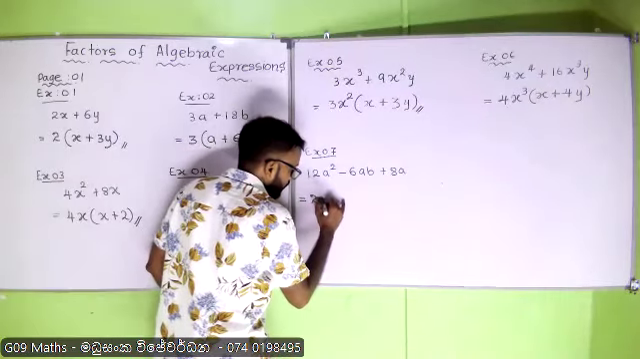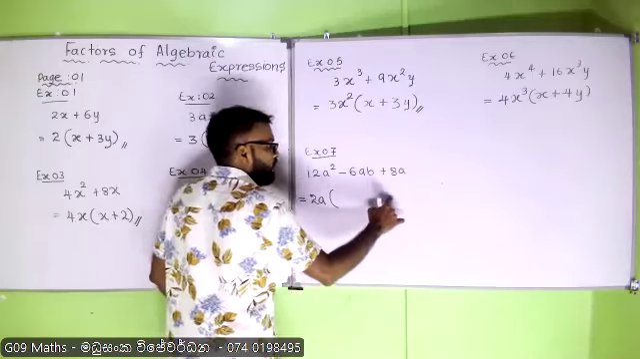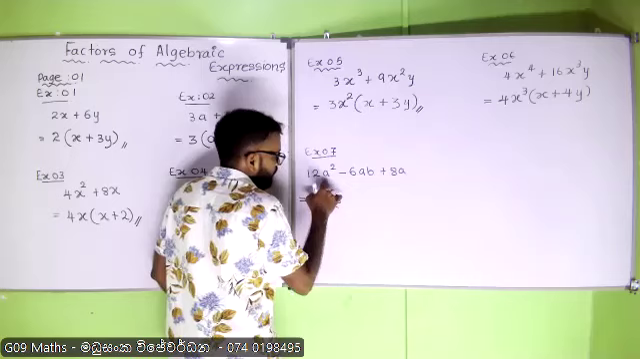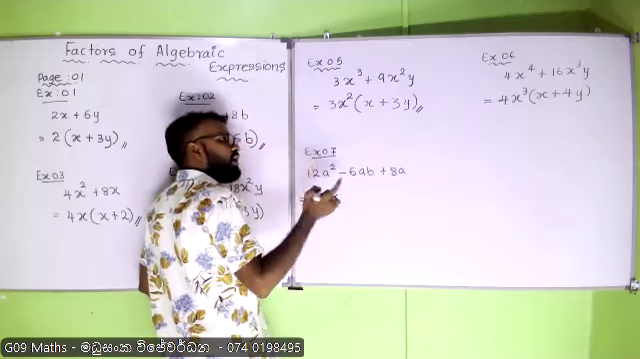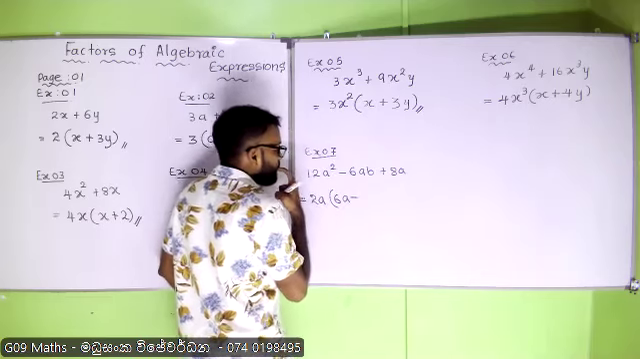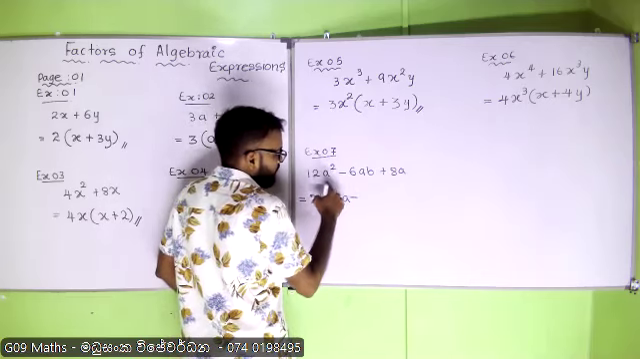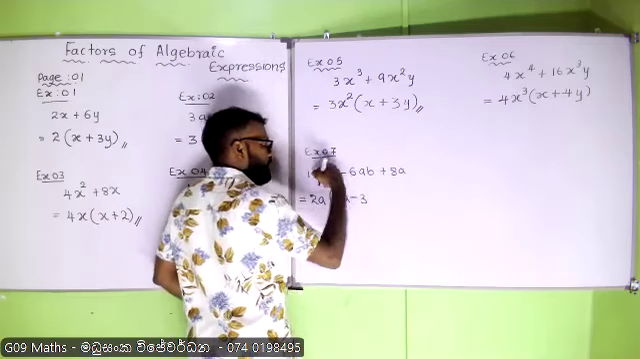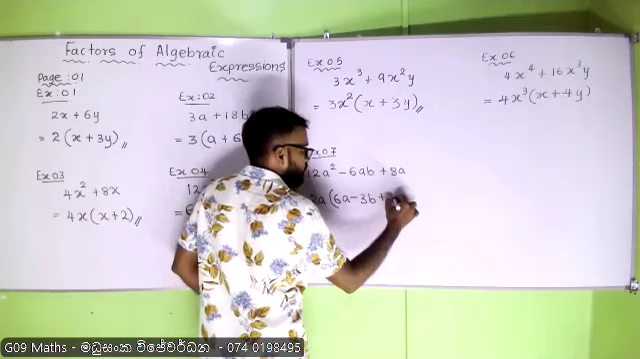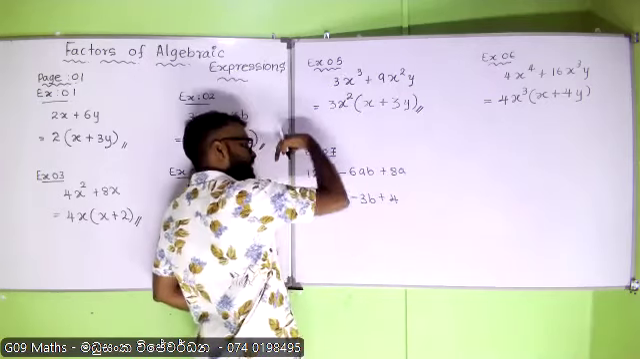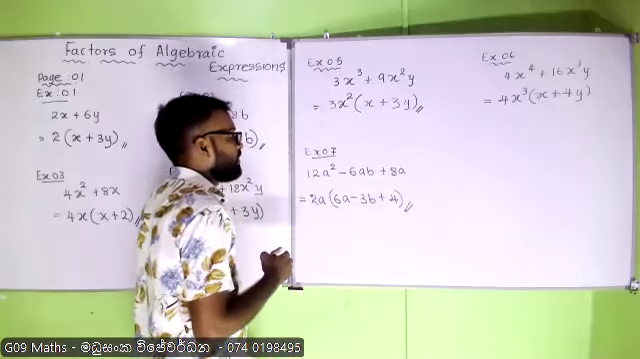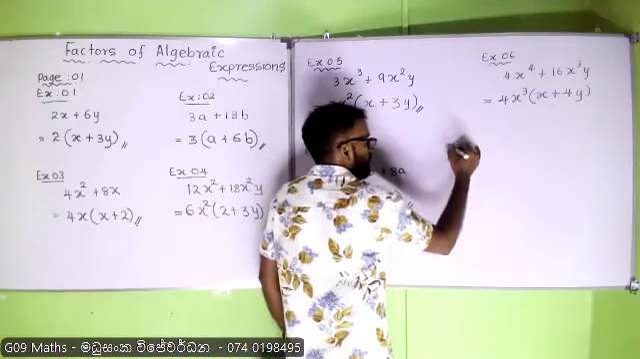Now let us write what is the rest inside the bracket. 12 divided by 2, 6. A to the power 2, we have taken 1 a out, so the remaining term is a. Minus 6 divided by 2, 3. A has been taken, remaining term is b. Here you have plus 8 divided by 2, 4. A has been taken out. Then close the bracket. That is your answer.